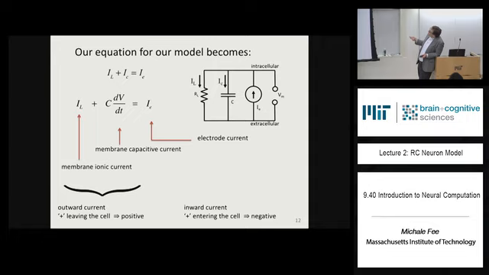Electrode currents are the other way. Electrode current, inward current is positive. Into the cell is positive.